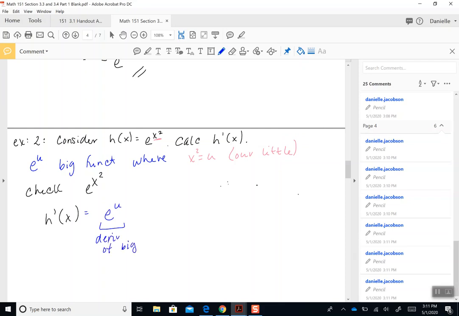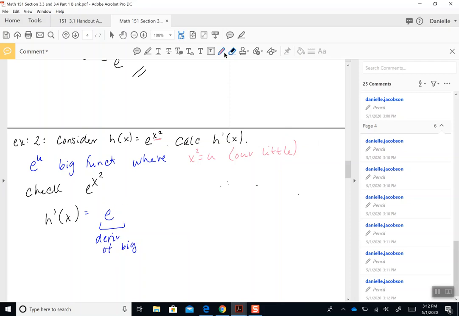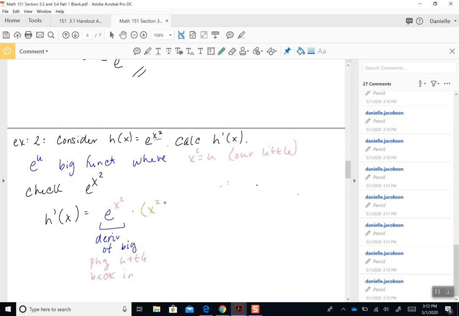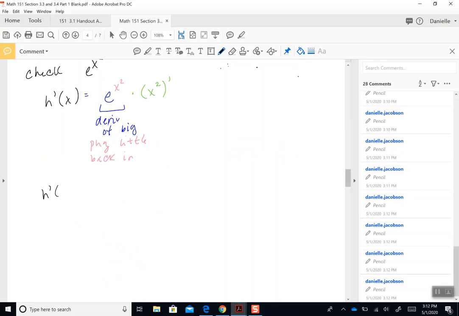However, I need to plug my little function back in, and remember my little function was x squared. So now I need to plug that back in. I'm going to erase the u, plug the x squared back in. Okay, so plug little back in. All right, now I need to multiply by the derivative of my little inside function, so that is by x squared prime. All right, so let's write that a little bit nicer. When we do so, we have h prime of x is equal to 2x times e to the x squared.